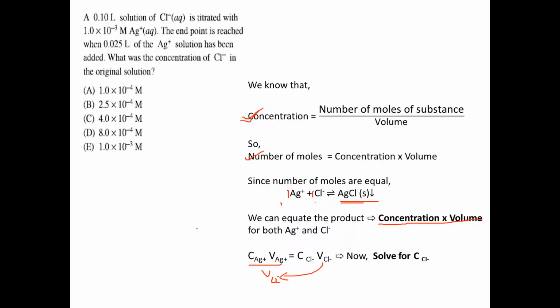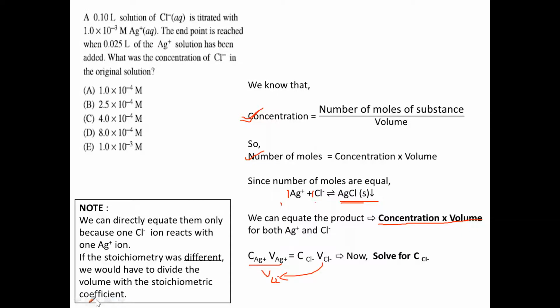Now remember this, that we can equate them only because 1 Cl⁻ and 1 Ag⁺ are reacting. If for some other reaction the number of moles had different coefficients, then we would have to divide the volume by the stoichiometric coefficient. If you didn't follow this, wait for some time. After this question, I have taken an example and shown it. Now pause here and try it for yourself.